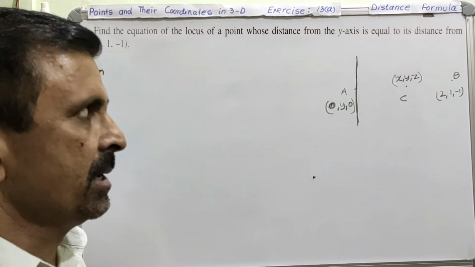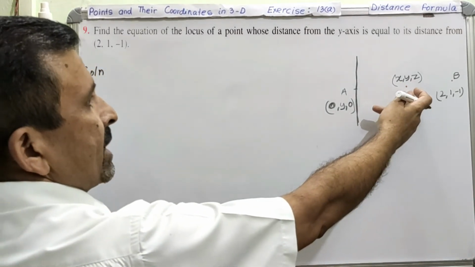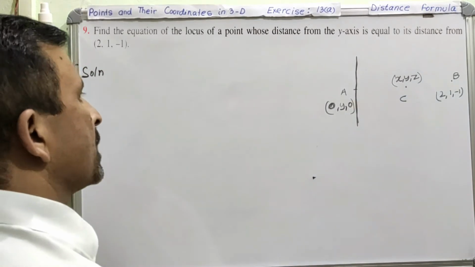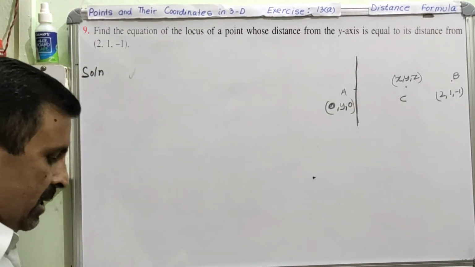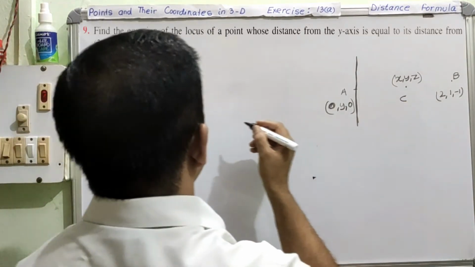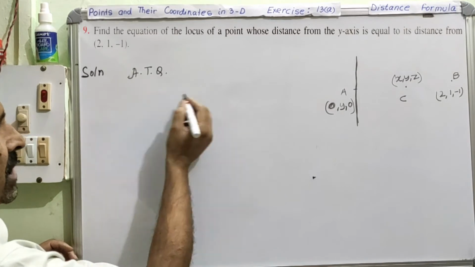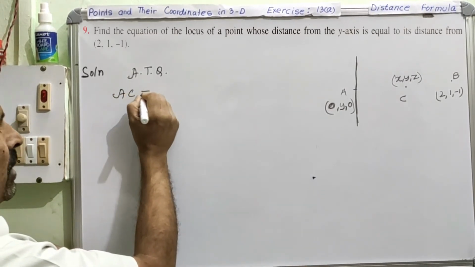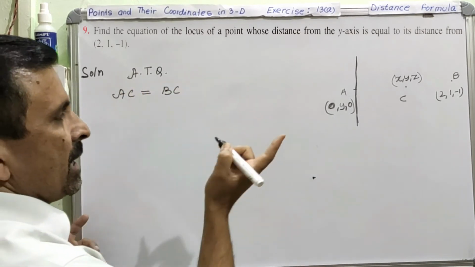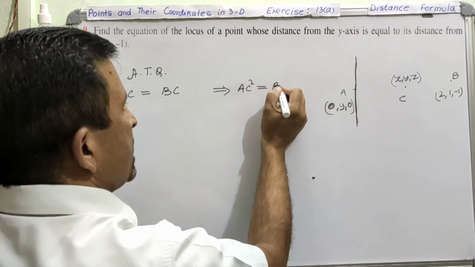Now we have to write down the locus of point C. You have to find the locus of this point, which is at equal distance from A and B. So using the same concept, according to the question, AC is equal to BC, and similarly, same as the previous question, we will square it on both the sides. AC square is equal to BC square, right?